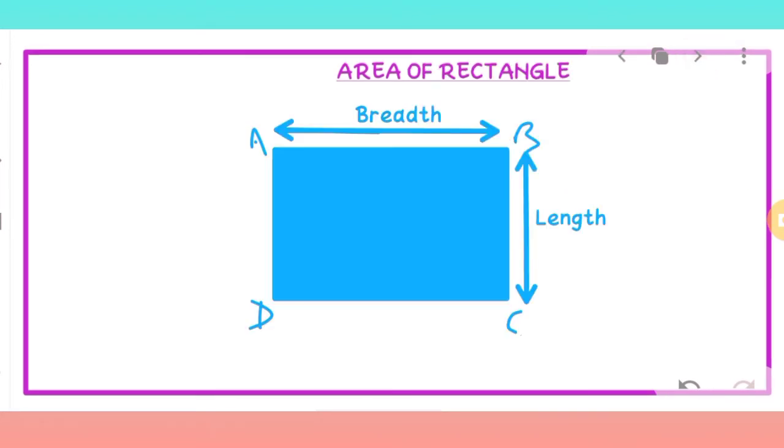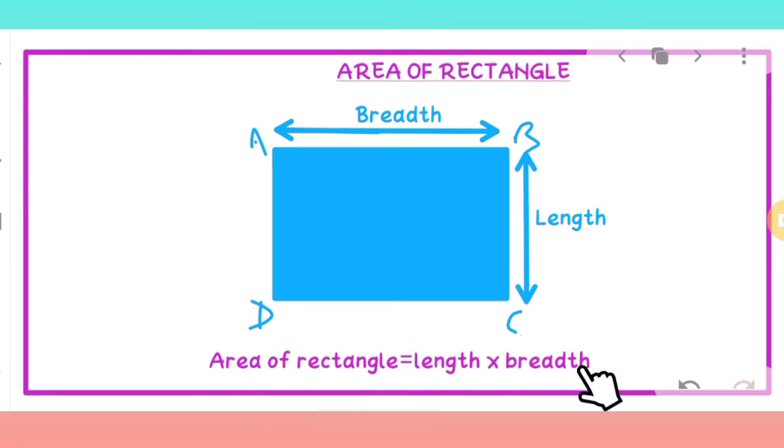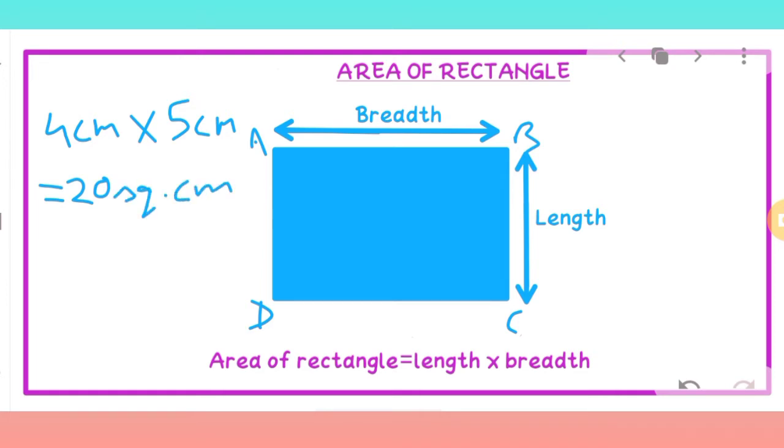Now let's see area of a rectangle. Now this is a rectangle, this is the breadth of this rectangle, and this is the length. So area of rectangle is length into breadth. One more thing which we have to keep in mind here is, when we multiply length into breadth, the units will also get multiplied. For example, if the length is 4 centimeter and the breadth is 5 centimeter, when we multiply these two, 4 into 5 will give us 20, and centimeter into centimeter will give us square centimeter. That means square of centimeter.